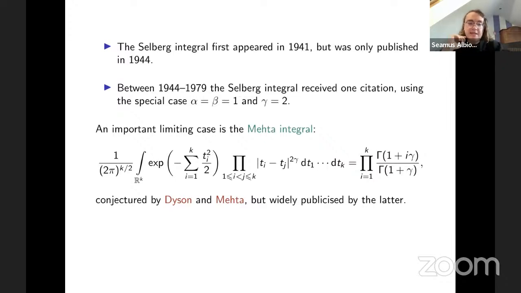And in fact, Mehta publicized it a lot. So in the first edition of his book on random matrices from the 60s, he includes it as a conjecture. And then he also published it in the problems of the SIAM Review as an open problem. So people started to refer to this as the Mehta integral.